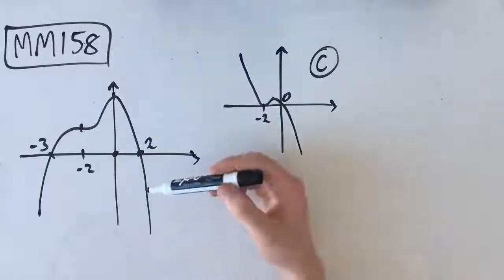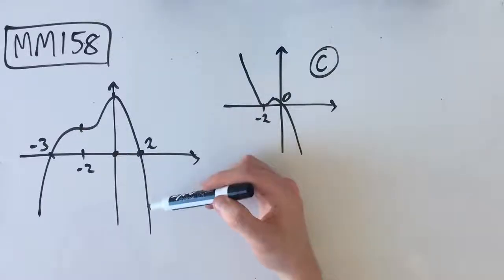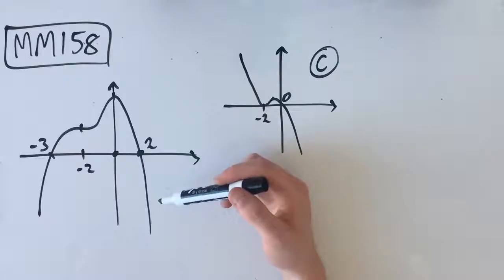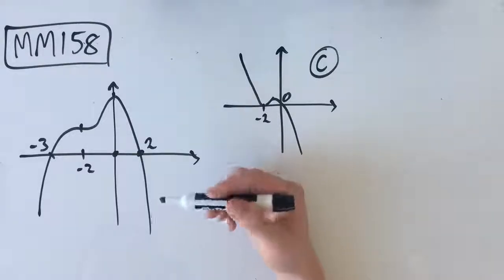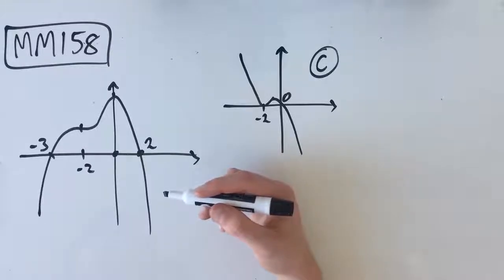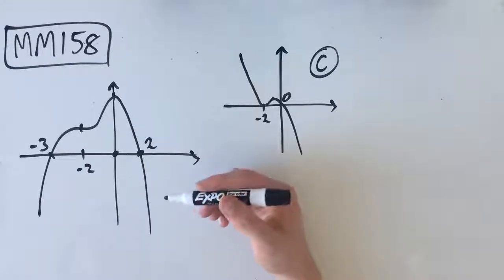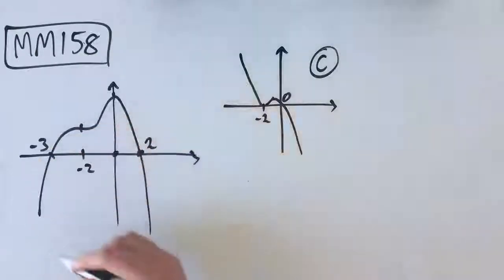So we've got this function y equals g of x. Now we don't know what the actual equation for this function is, but we don't necessarily need to. The question is asking us to find the graph of the derivative function y equals g dash of x. So our gradient function of this original function.